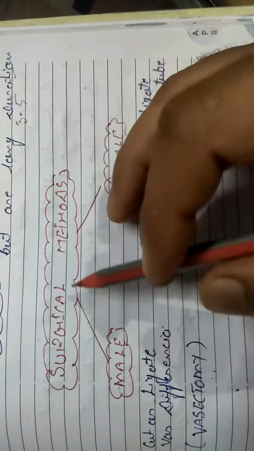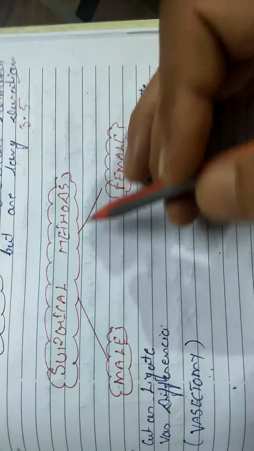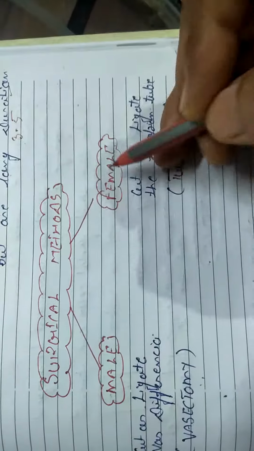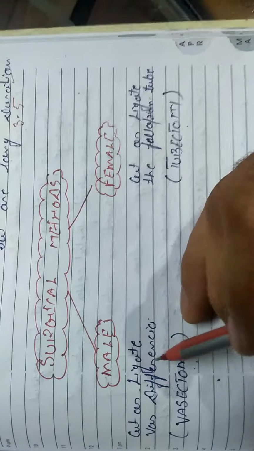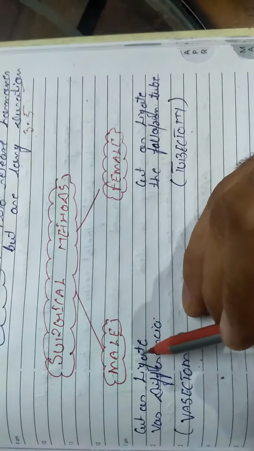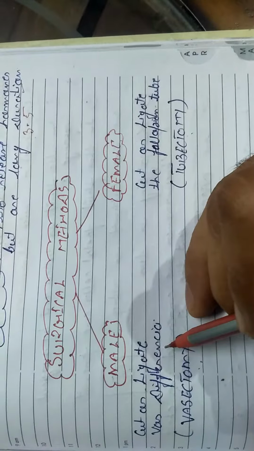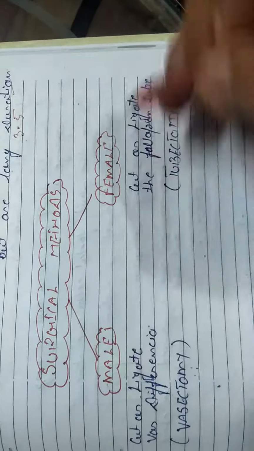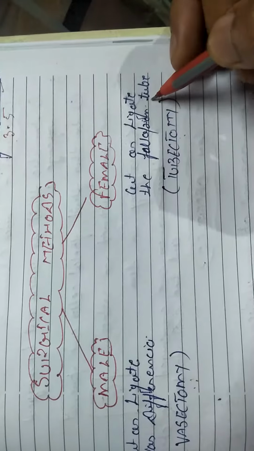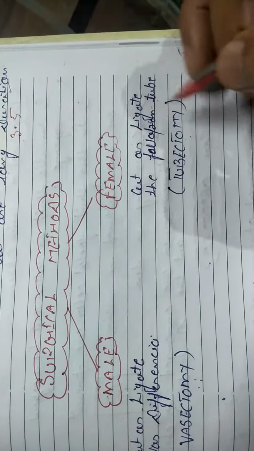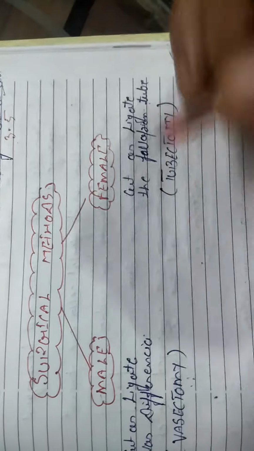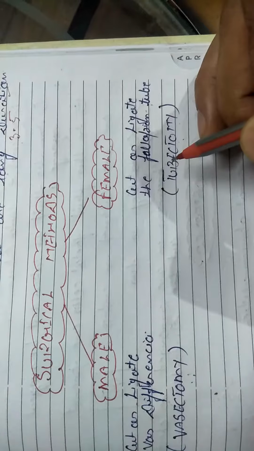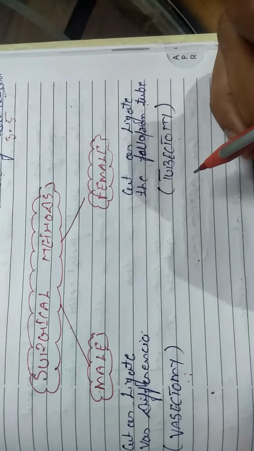Hello dear students, another method is known as the surgical method. The surgical method is related to both male and female. In the case of male, when the vas deferens is ligated or cut by the doctors, this is known as vasectomy. And in the female, when the fallopian tube is cut by the doctors, this is known as tubectomy. The whole thing is present in NCERT with the help of diagrammatic representation.